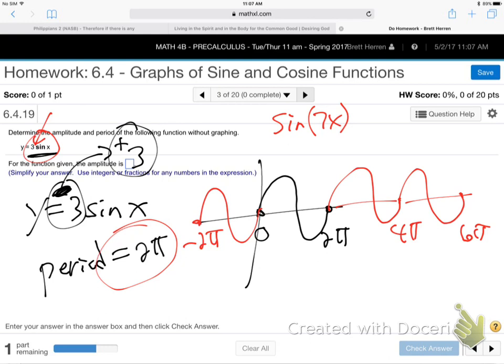I'm just giving you a preview of what we're going to do in detail in a second. So numbers in the front stretch it vertically. Numbers in there with x have a horizontal effect. Thus, they will affect the period, the cycle. And I'll give you a formula for that in just a second. I just want to give you that idea right now.